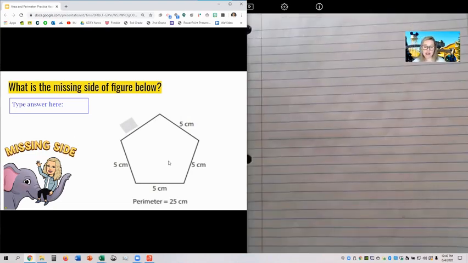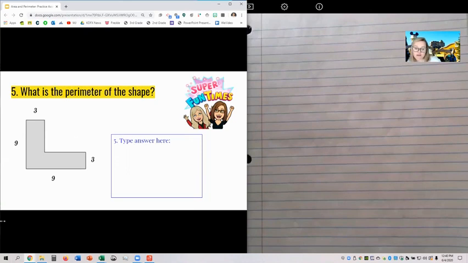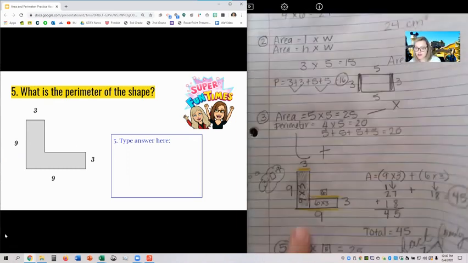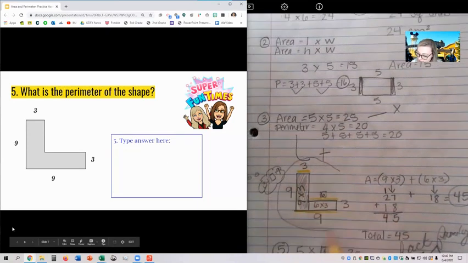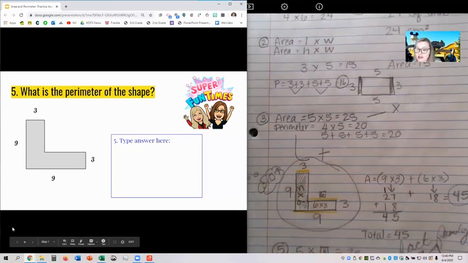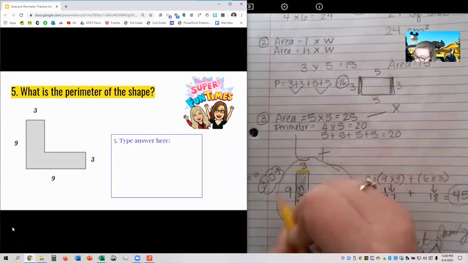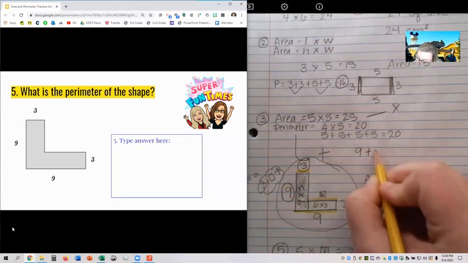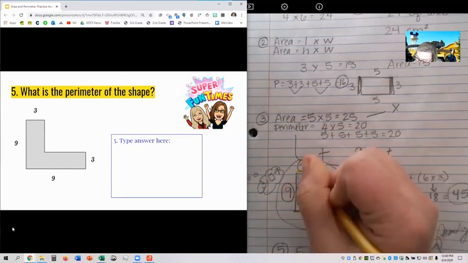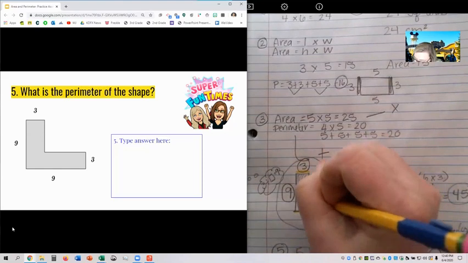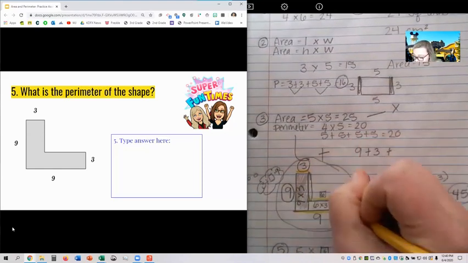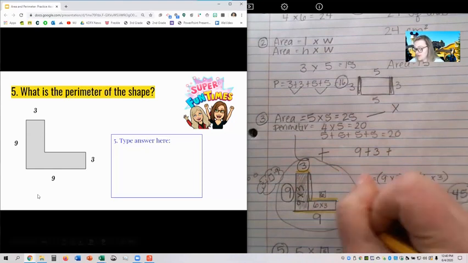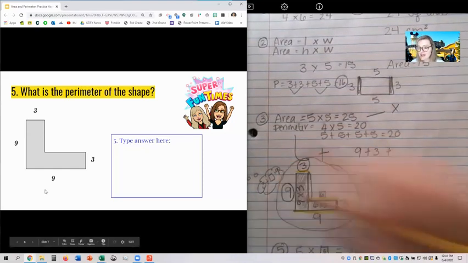Okay, so we're gonna turn the page. All right, what is the perimeter of the shape? So here again, we are going to be adding, this is the same figure that we drew right here. So I'm going to take this figure that I drew on number 4, and now we're going to find perimeter. So we will add 9 plus 3 plus, oh, what would this be? I'm missing this side. Remember, we talked about that. Opposite sides are the same. So if this is 3, 3 plus what is 9?